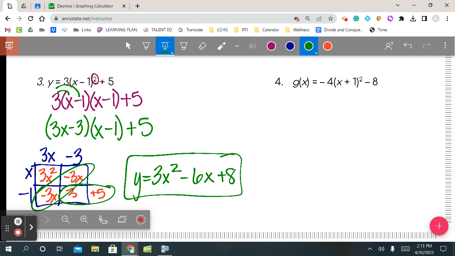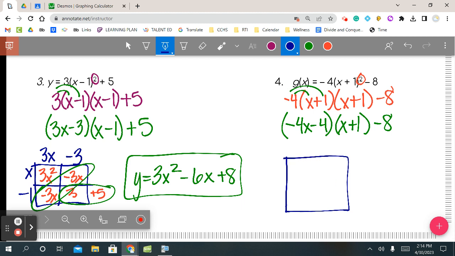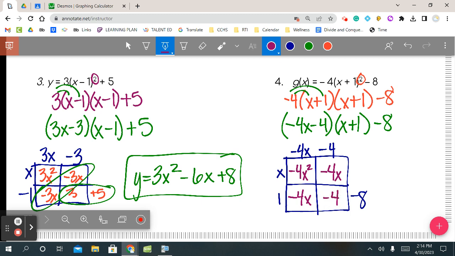Okay, let's go to number 4. First thing, write your parentheses twice. Distribute the negative 4, so you get negative 4x minus 4, and I'm going to keep that in parentheses. Create your box, so negative 4x minus 4, x and positive 1, and then my minus 8 at the end. So I'm going to get negative 4x squared, negative 4x, negative 4x, and a negative 4.